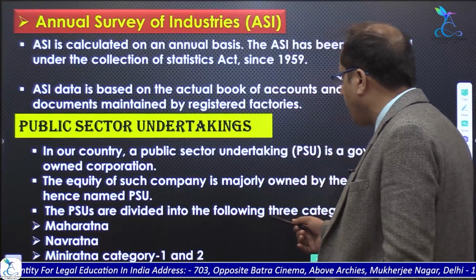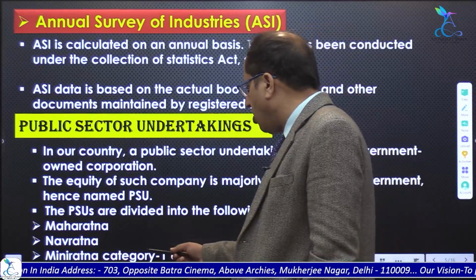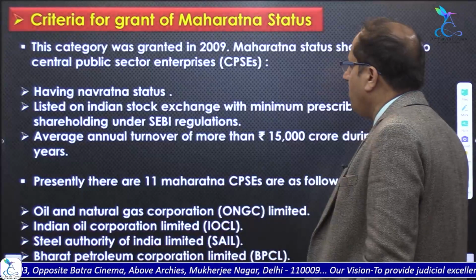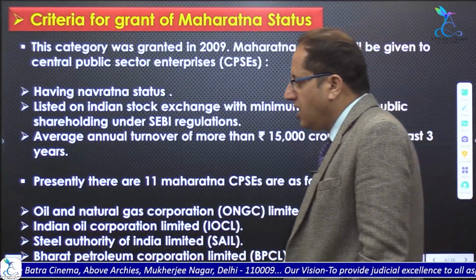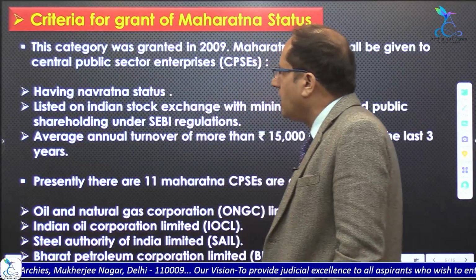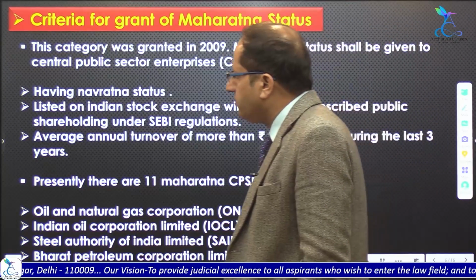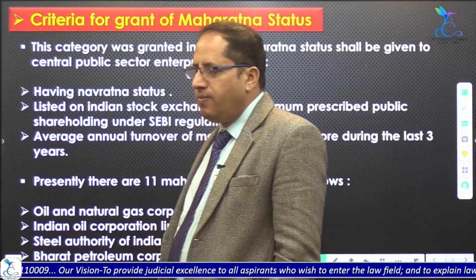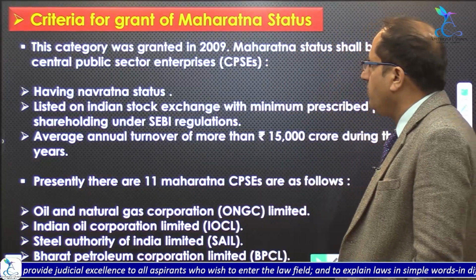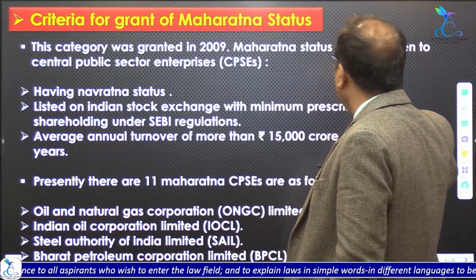The PSUs are divided into the following 3 categories: Maharatna, Navratna, Miniratna. महारत्ना वो कंपनी है जिसका विदाउट गवर्नमेंट ऑफ इंडिया परमिशन 5000 करोड़ इन्वेस्टमेंट करने की परमिशन होती है, और नवरत्ना वो है जिसे 3000 करोड़ इन्वेस्टमेंट करने की परमिशन होती है। बाकी जो मिनी रत्ना है 1000 करोड़ इन्वेस्टमेंट करने की विदाउट गवर्नमेंट ऑफ इंडिया परमिशन होती है। This category was generated in 2009.